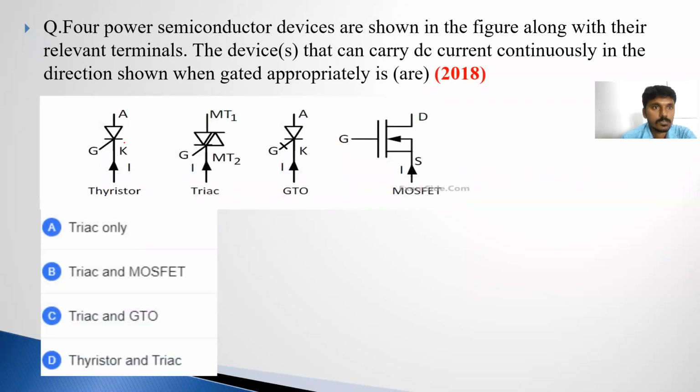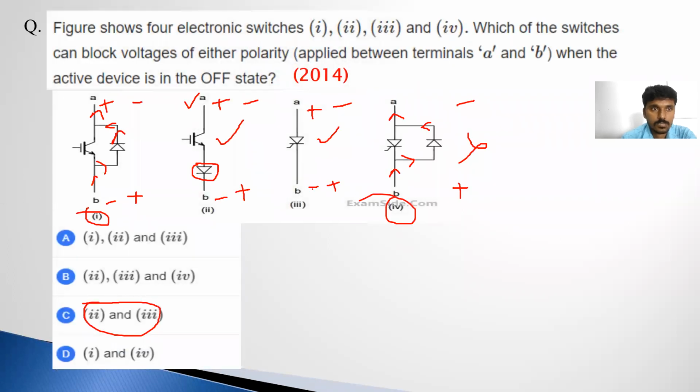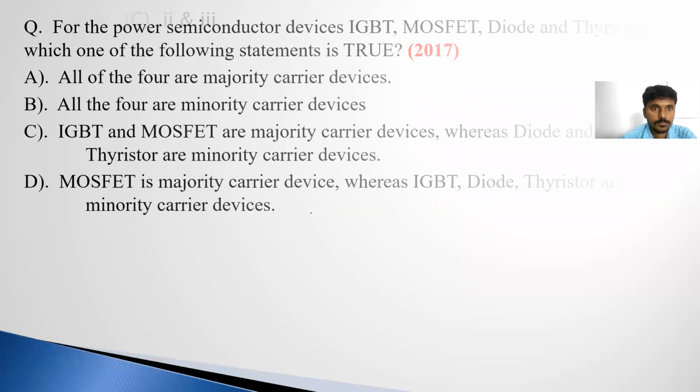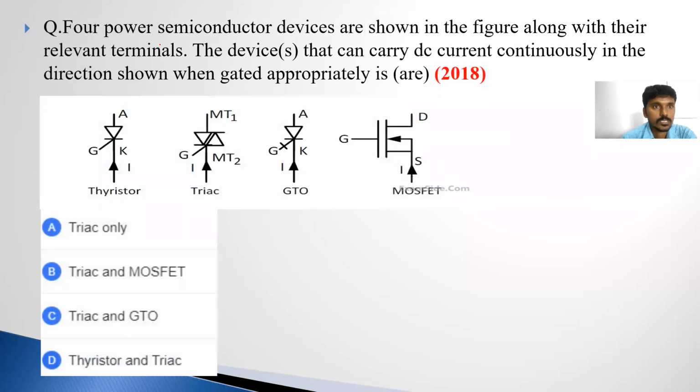So this one is the four power semiconductor devices are shown. This is the same model as this question, same to same. So what he has asked in the question: four power semiconductor devices are shown in the figure along with their relevant terminals. Okay, so the devices that can carry DC current continuously in the direction shown when gated appropriately.